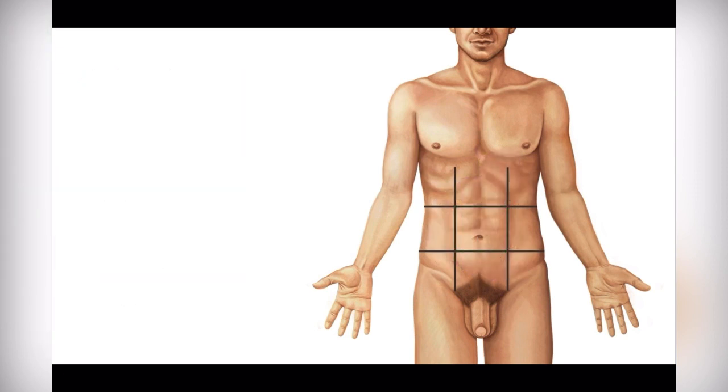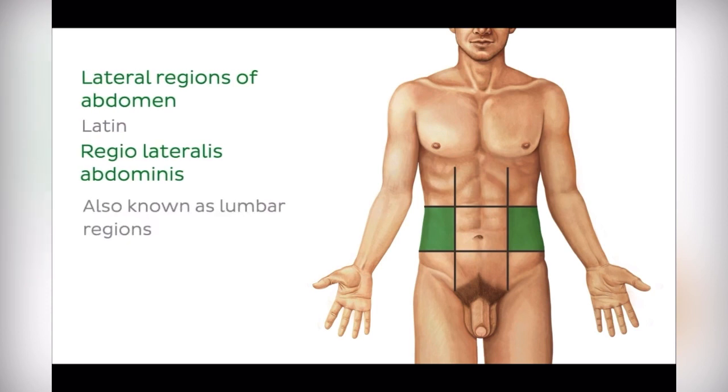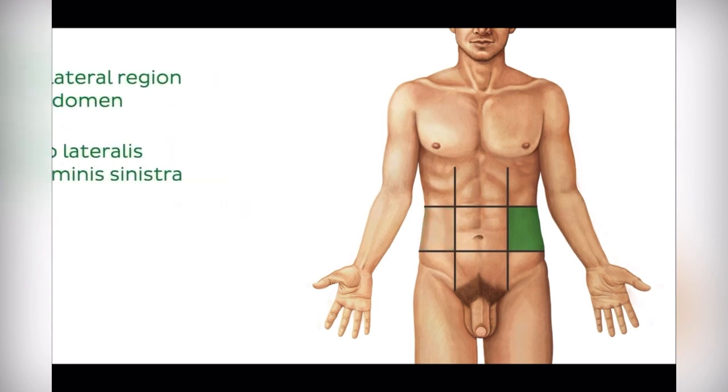On either side of the umbilical region are the left and right lateral regions, also known as the lumbar regions. Let's begin with the left lateral region of the abdomen.